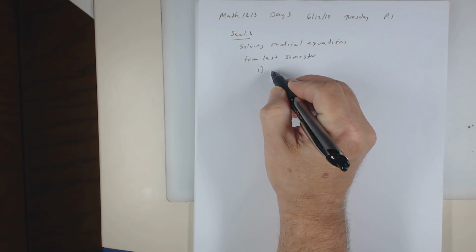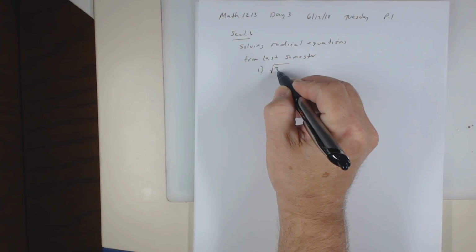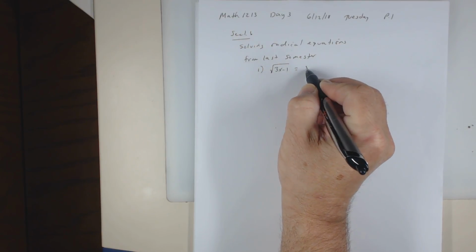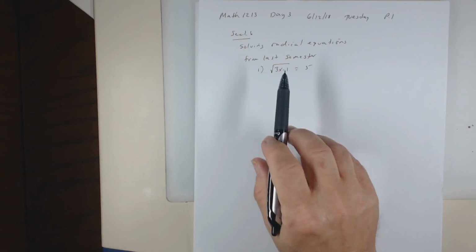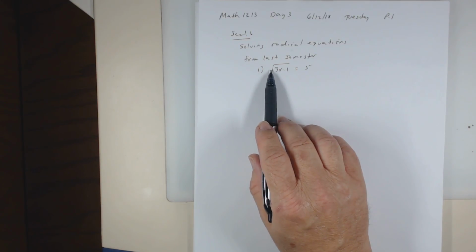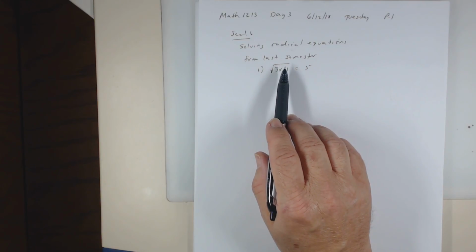So you had, let's say, the square root of 3x minus 1 equal 5. All right, so you want to solve this radical equation. Remember, it's called a radical equation because of the radical symbol: square root, cube root, fourth root, fifth root, sixth root, and so on. What you're trying to do is solve for the variable x. So you have to somehow get rid of the square root.